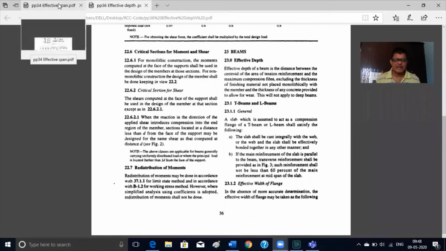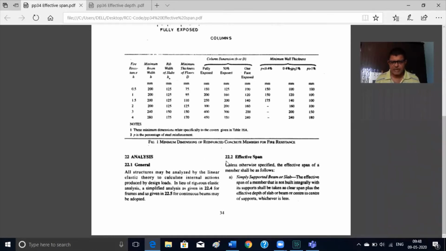Similarly, you can find effective span. You can see clause number 22.2. What is the effective span for a simply supported beam or slab? The effective span of a member that is not built integrally with the supports shall be taken as clear span plus the effective depth of the slab or beam, or center to center of supports, whichever is less. Very important. This is for both slab and beam. For both cases, the effective span is equal to clear span plus effective depth that you already calculated.